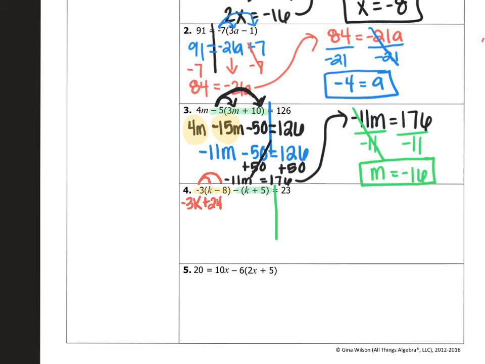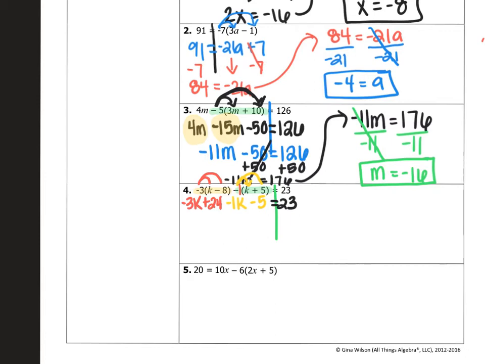Now let's look at our second set of parentheses that we need to distribute. I just see a negative sign. If it's just a negative sign on the outside, you need to add a -1 there because that's really a -1 outside that parenthesis. So let's distribute a -1 times k. So -1 times k is -1k. And -1 times 5 is -5. And I'm going to bring down this equals 23.